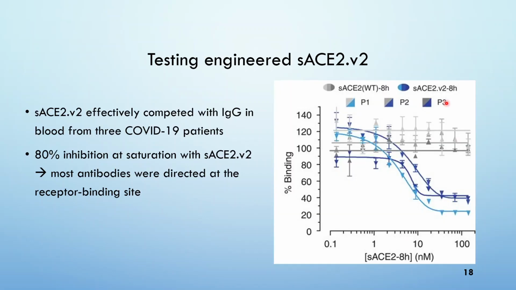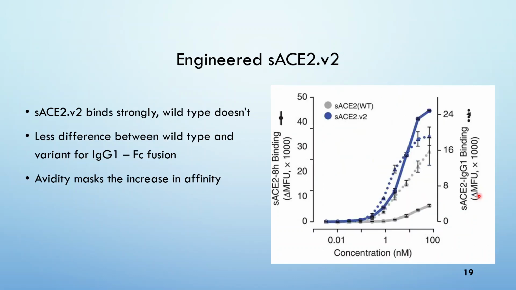So the last stage now, after identifying a good engineered variant, is to do testing and characterization of this variant. So they first tested against COVID-19 patient antibodies using ELISA, and the 3 blue lines here show the engineered ACE2 outcompeting the antibodies, while wild type in gray cannot. They also note that they hit this 80% limit, which shows that most of the antibodies actually bind at the same place as ACE2 on the spike protein. Only 20% do not. It's an interesting thing to take note of.